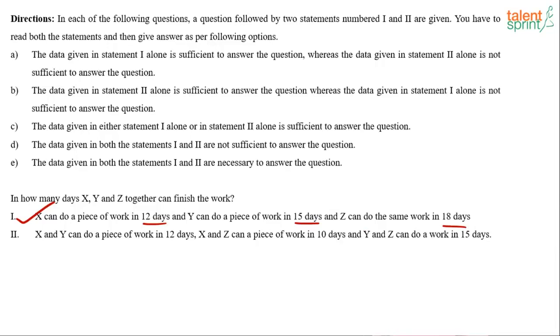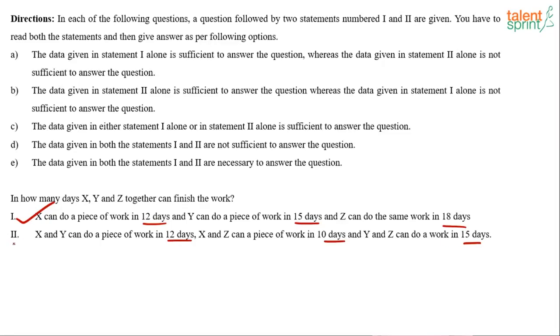Now don't do 1 by 12 plus 1 by 15 plus 1 by 18. That's nonsense. We can get the answer, right? We know the number of days required by X, Y, and Z respectively, so we can find out how many days they will take together to finish the work. Second: X and Y can do it in 12 days, X and Z can do it in 10 days, Y and Z can do it in 15 days.